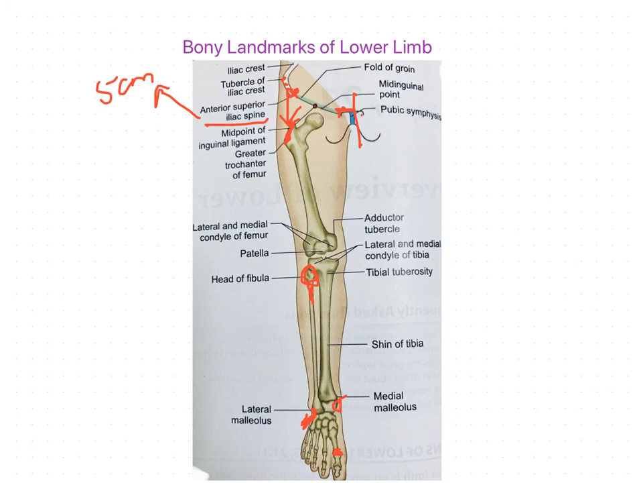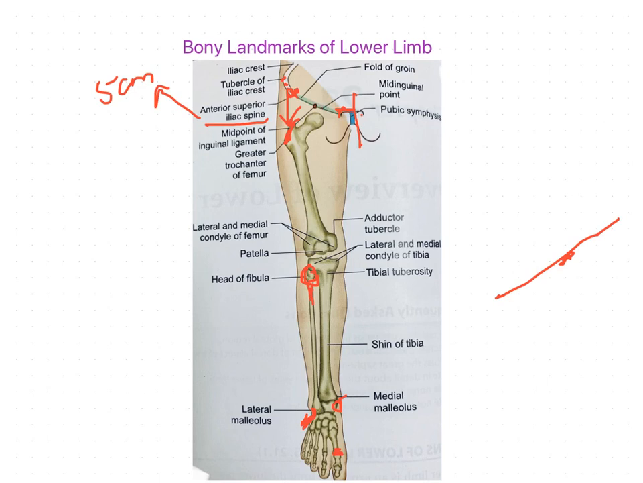Okay, the tuberosity of the fifth metatarsal bone is felt at the midpoint of the lateral margin of the foot. So on the lateral margin of the foot, here we can find this. The tuberosity of the fifth metatarsal bone is felt at the midpoint of the lateral margin of the foot. So these are all the bony landmarks of the lower limb.